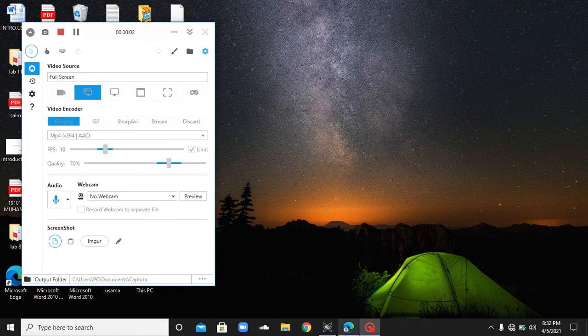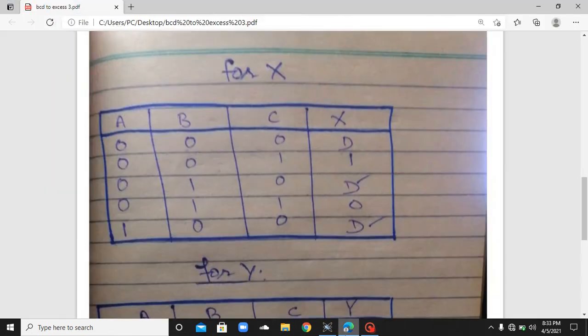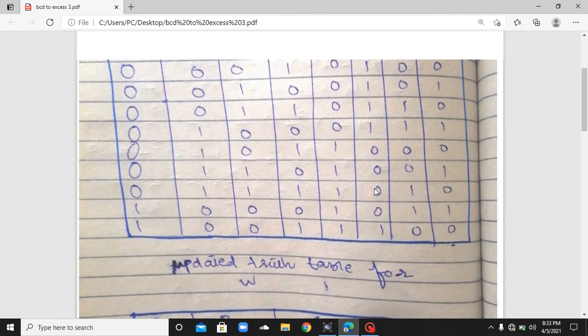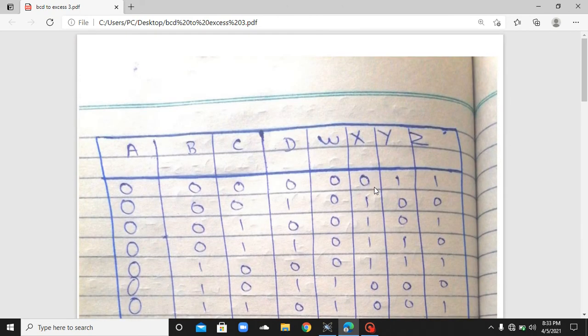Assalamu alaikum. My name is Muhammad Usama, and today I will be showing you how the BCD to Excess 3 converter basically works. For this I have made some truth tables over here.